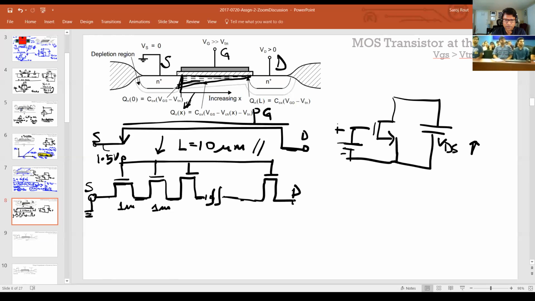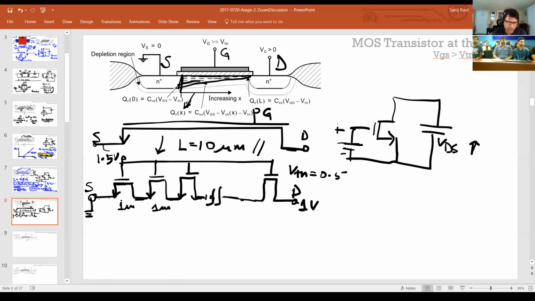And let's put the drain at 1 volt here, and let's say VTN is 0.5. So this is an excess voltage of 1 volt, right? Now, obviously for these small transistors, these are all sources, because you have 1 volt here and 0 volts here.